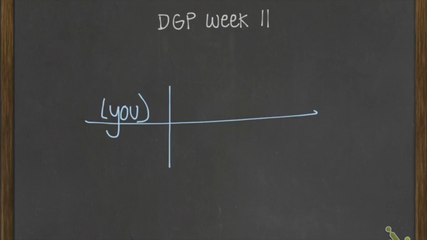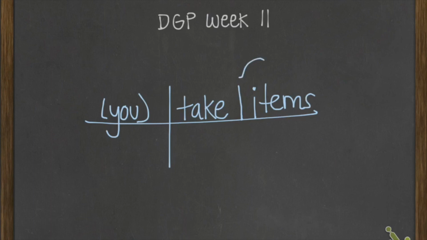Our verb, there's no helping verbs. It's just the action verb, take. What are we taking? What's completing, complementing our subject and verb? You take what? You take items. Why is this line in between the two words straight? Because it's a direct object. Notice it only goes to meet this line right here.